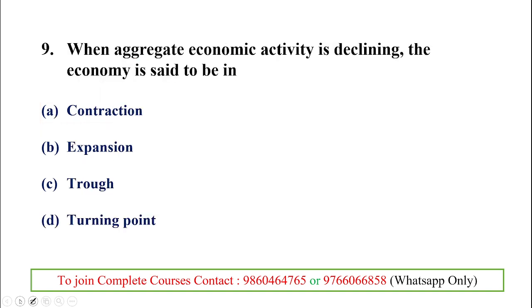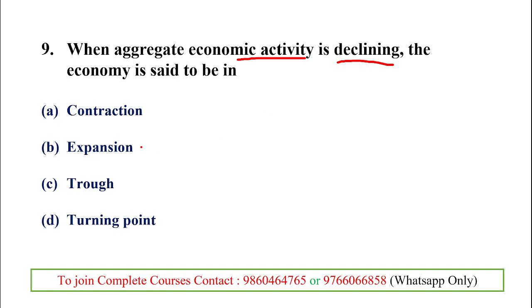Okay. Then, aggregate economic activity is declining. So the economy is said to be what? Aggregate economic activity means the production, supply, or any other changes happening in the economy that is declining or reducing. So what about the economy? Whether it is contraction, expansion, trough or turning point. We can get an idea that it is declining. So that's a negative impact.